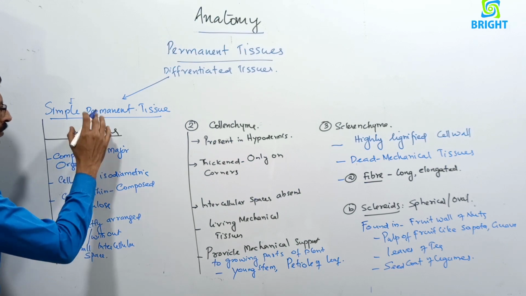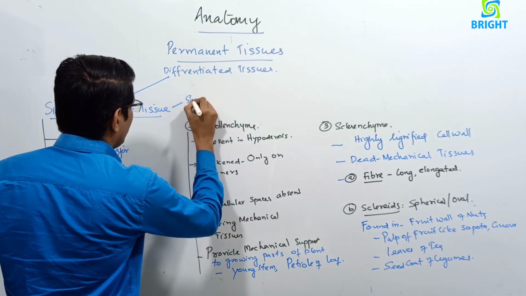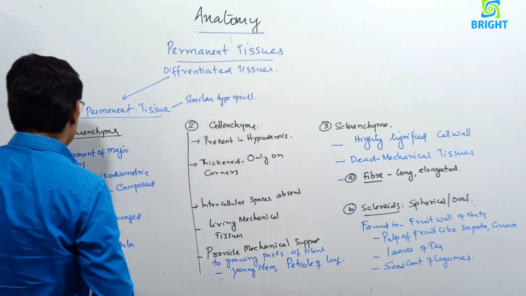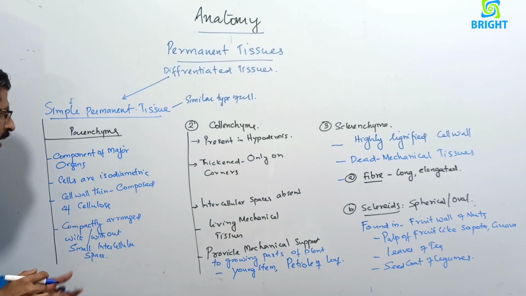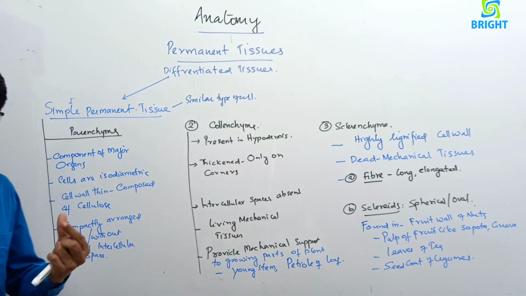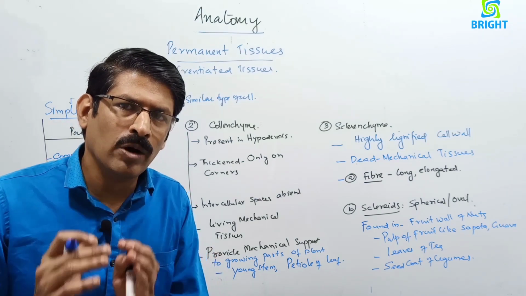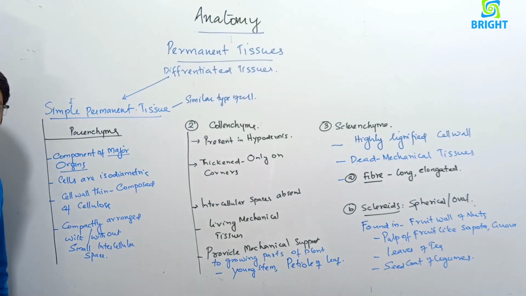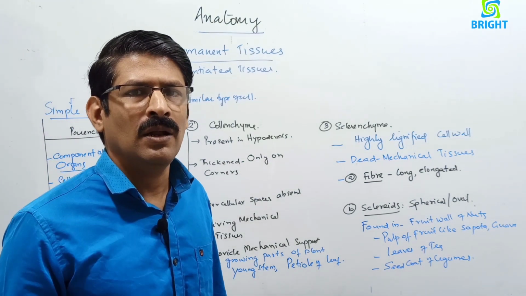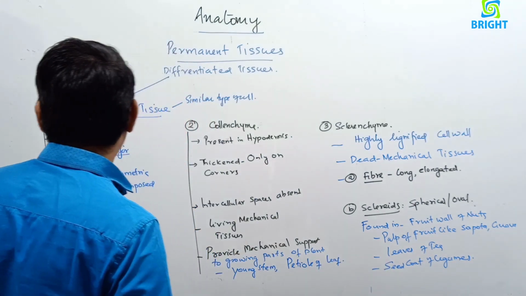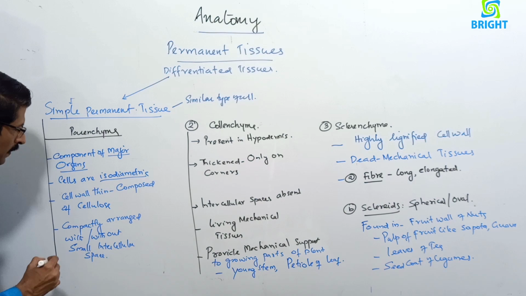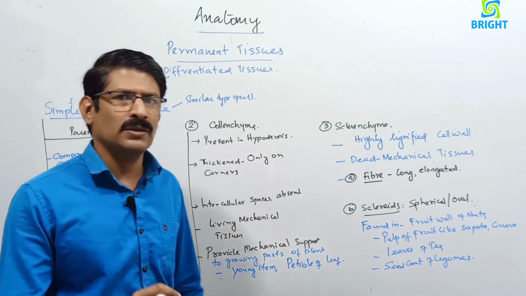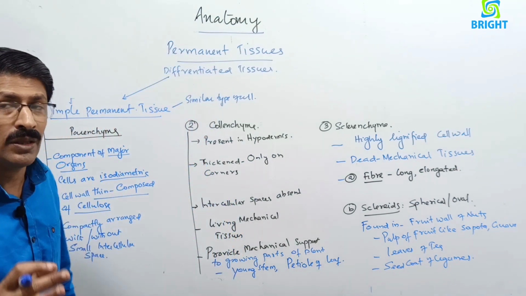Parenchyma, we know, is a simple permanent tissue composed of similar type of cells, and parenchyma is a living tissue, a living assimilatory tissue. They are non-mechanical, and they are present in major organs of the plant like leaf and root. The metabolic activities are done by the parenchyma tissue. The cells are isodiametric. The cell wall is thin, composed of cellulose only. No other chemicals like pectin, lignin, suberin, or hemicellulose are present.